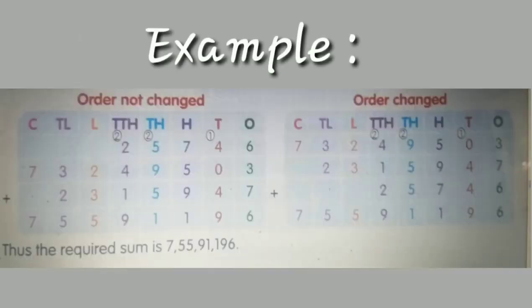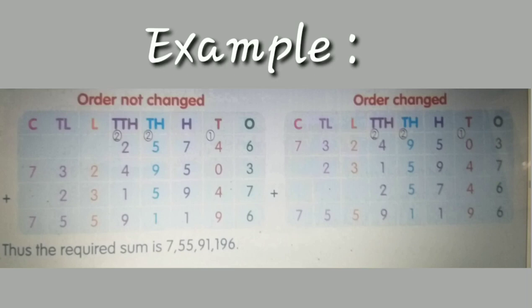In the example here, in the first column I have written "order not changed." It means that I am writing the digits as 25,746, adding it to the second addend 7,32,49,503, and the third addend is 23,15,947. When I carry out the addition, I get the answer as 7,55,91,196. Now, in the second column, I have changed the order of the addends.